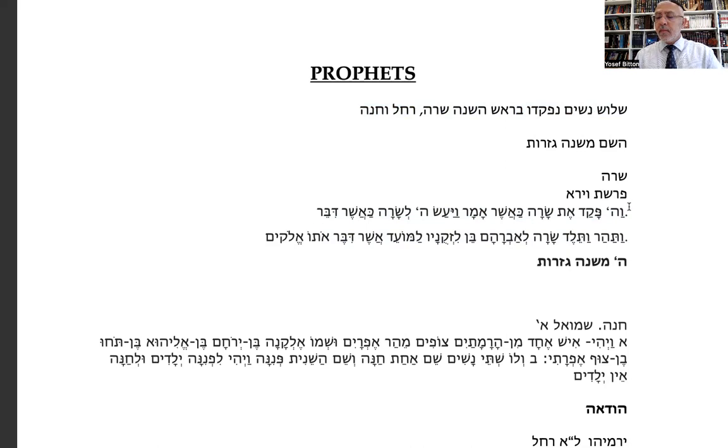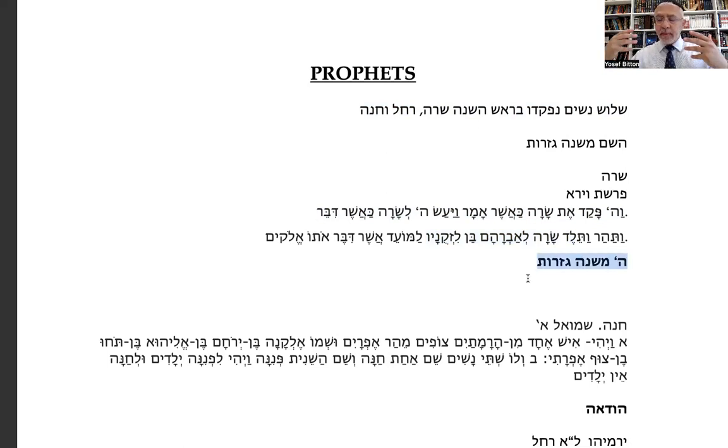The one that says that Borei Olam remembers Sarah, Vayas Hashem LeSarah Kaasher Diber, and Borei Olam did to Sarah what he had promised her, Vatahar, and she conceived, and finally Vateled Sarah LeAvraham Ben Lizkunav, and she had a baby when Abraham Avinu and she were already very old. Lamoed Asher Diber Oto Elohim, at the time that Borei Olam had announced before. So this was a miraculous birth, and we remember this on Rosh Hashanah.